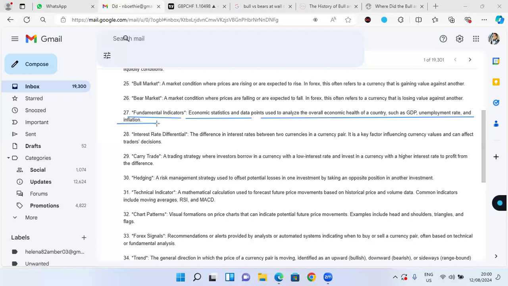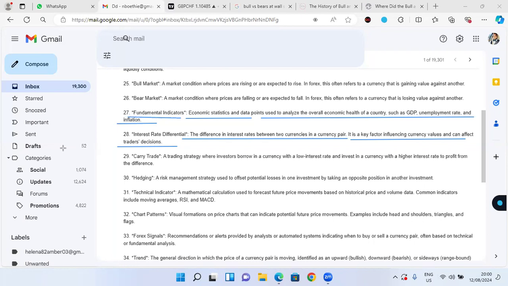And then we have interest rate differential. Interest rate differential is the difference in interest rates between two currencies in a currency pair. It's a key factor influencing currency value and can affect traders' decisions. This one we'll skip for now; you'll understand it later when we dive into fundamental analysis. But interest rate differential also affects swap. I wish we had open trades. Let me just give you the theoretical part of the interest rate differential.